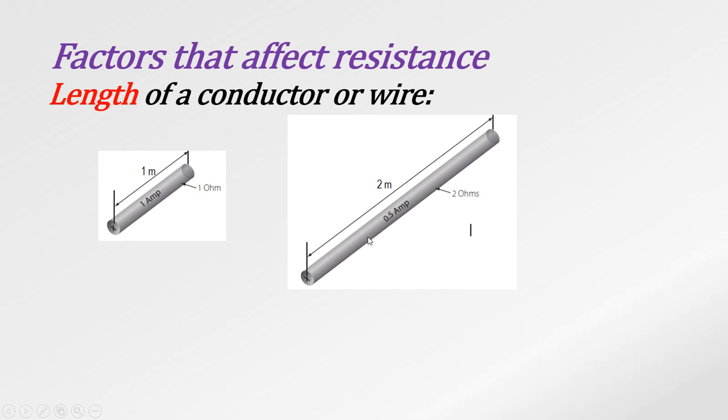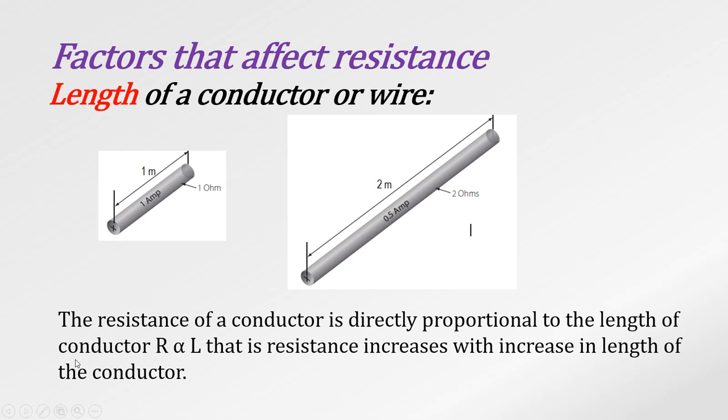This implies that when the length increases, the resistance increases, which lowers the amount of current passing through the conductor. So from this analysis, we can say that the resistance of a conductor is directly proportional to the length of the conductor. R is directly proportional, implying that resistance increases with increase in length. As the length of the conductor is increased, the resistance is also what? The longer the wire, the higher the resistance. The shorter the wire, the lower the what? The resistance.